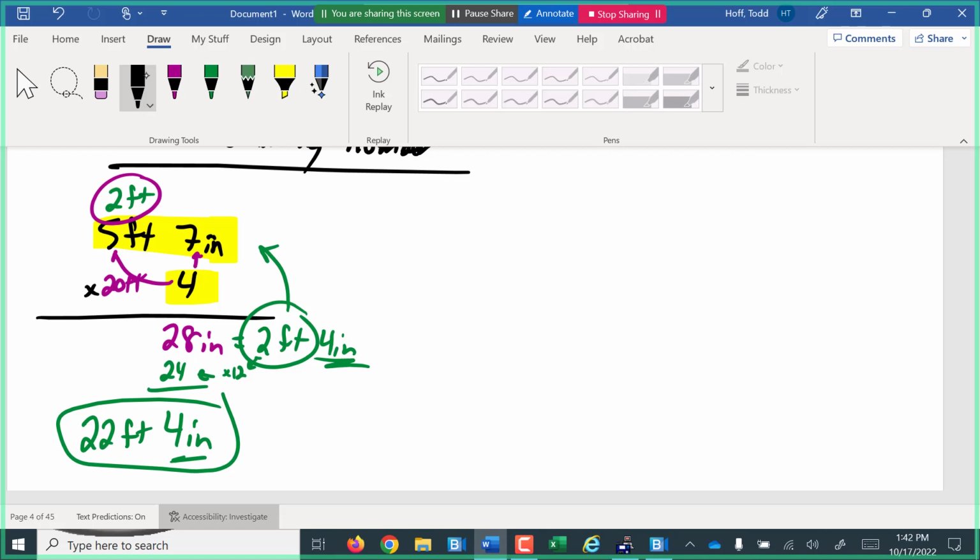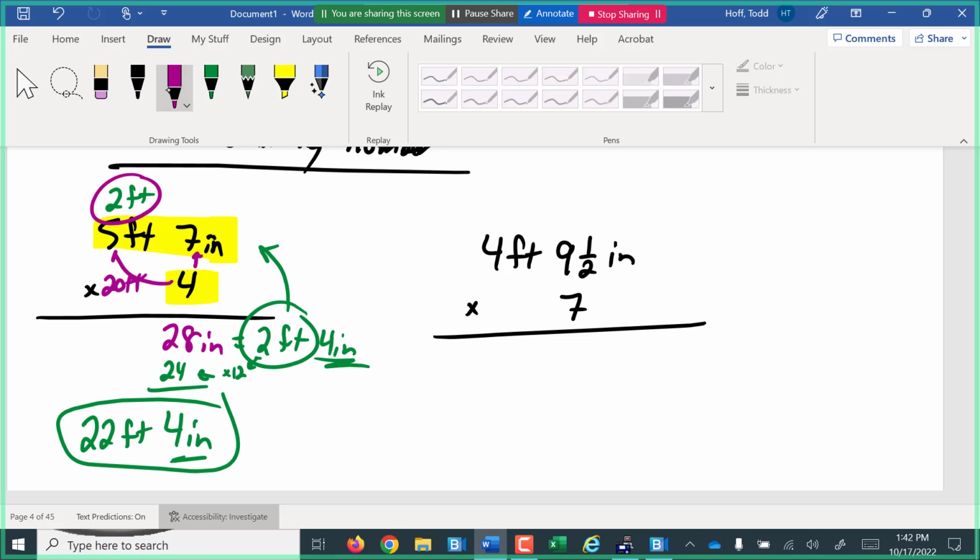Let's say we have 4 feet and 9 1/2 inches per piece. And let's say I'm going to need 7 of those. So 7 times 9 1/2 is going to be a little bit trickier.